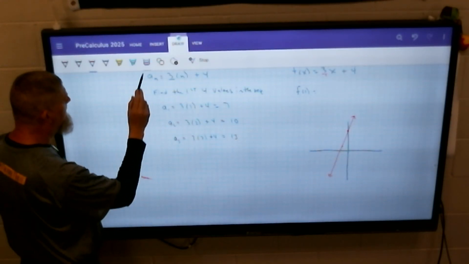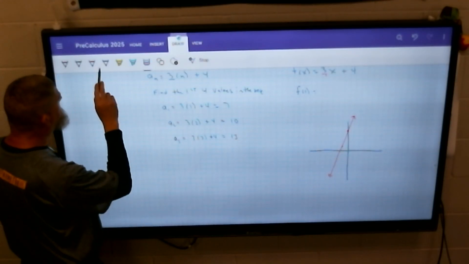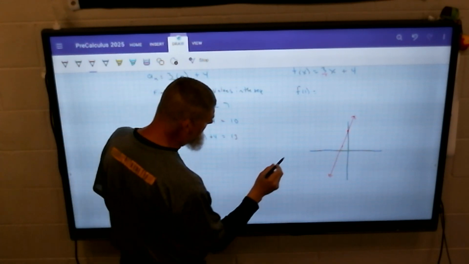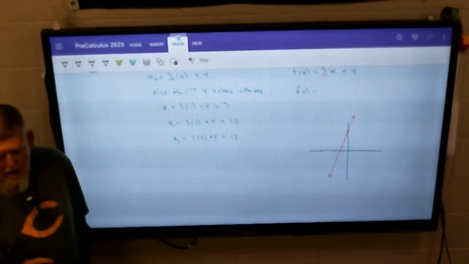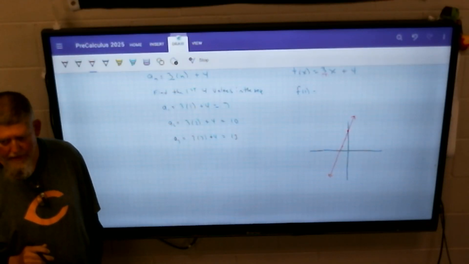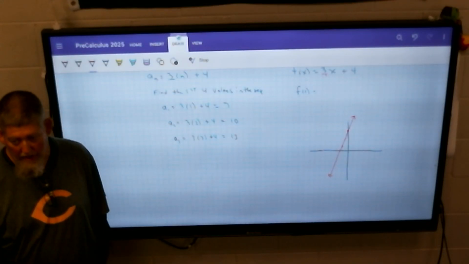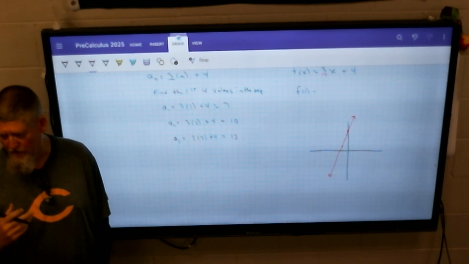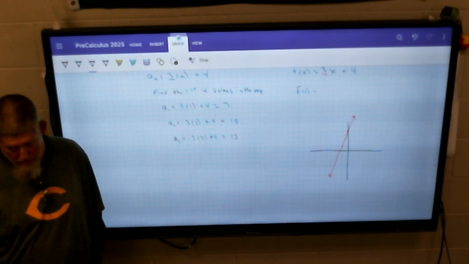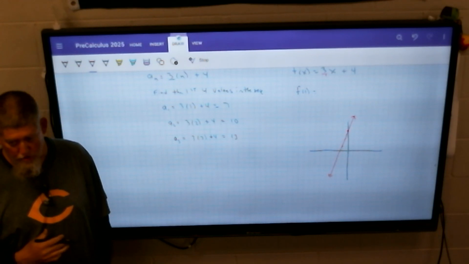They're all positive integers. Nope, they're not all positive integers. In fact, most of them are fractions right through here. These are all fractions, all decimals. So any number on that line will make this function true. I can have decimals, I can have fractions, I can have negative values. Every number on that line makes it true.